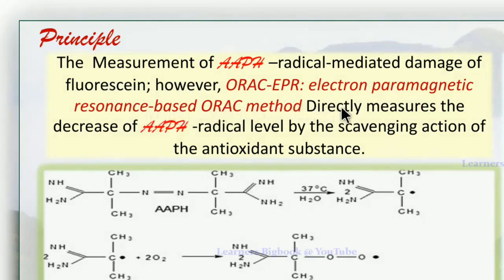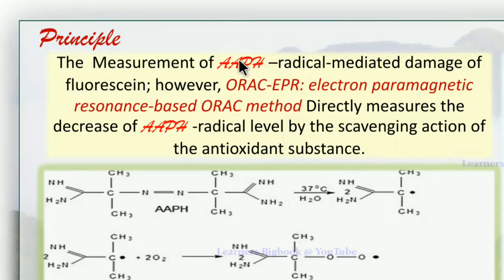So here it directly measures the decrease of AAPH radical level by the scavenging action of the antioxidant. As we add the antioxidant, what will happen? Whatever AAPH is present in the medium will be scavenged or neutralized by the antioxidant substance. Because of that, the fluorescein, which has not come into contact with the AAPH, is going to be saved. So this molecule vulnerable to oxidation is going to be safe because of the antioxidant, which neutralizes the radical mediated by the AAPH.